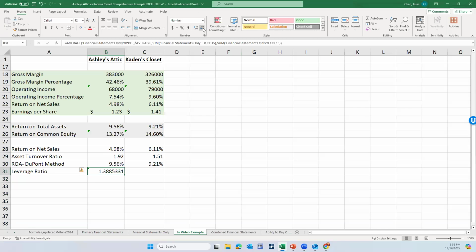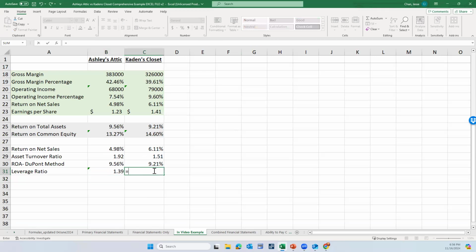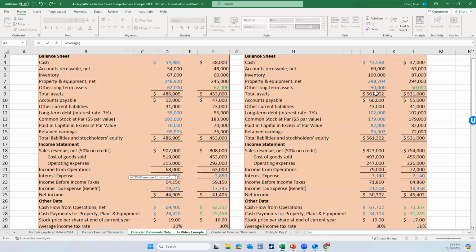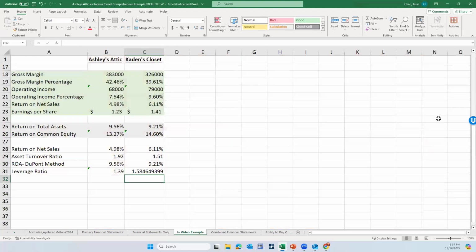Okay, so it looks like Ashley's Attic has a leverage ratio of 1.39. And Kadens Closet, let's see what theirs is. Theirs is going to be the average of this divided by average sum of our equity items here. So it looks like Kadens Closet has a leverage ratio of 1.58. So they have more leverage than Ashley's Attic.